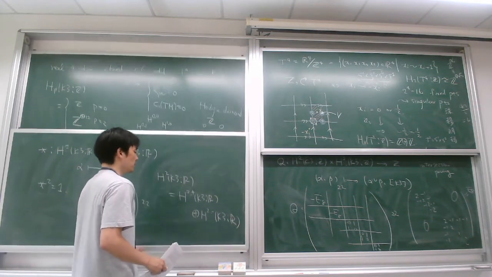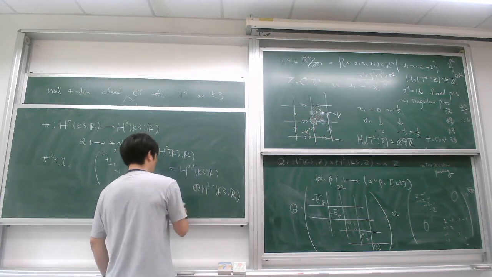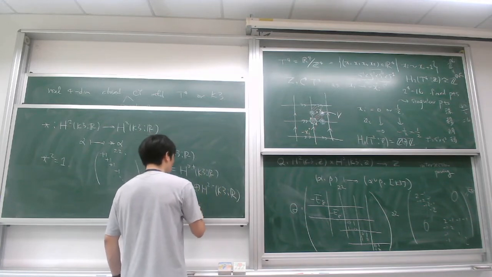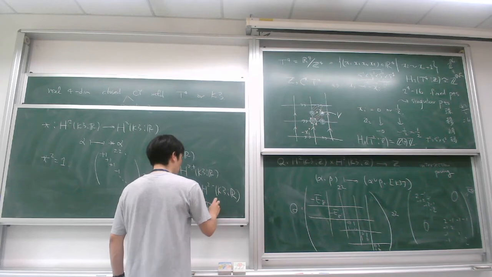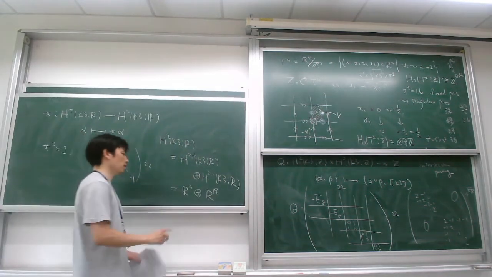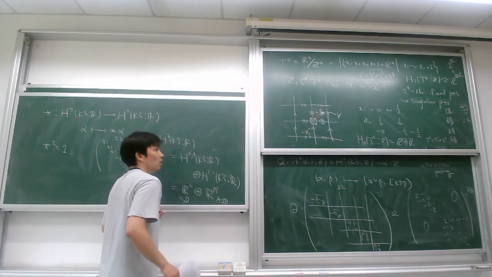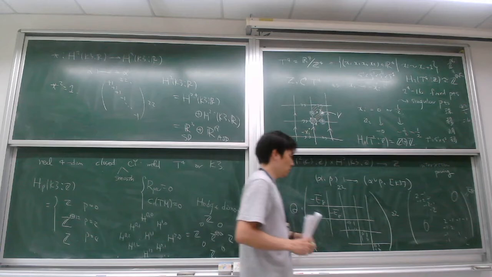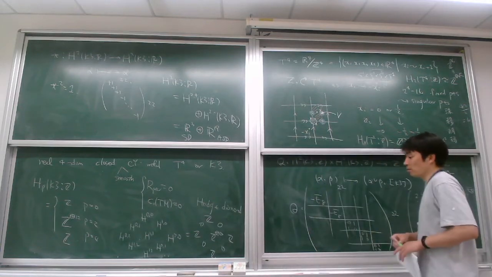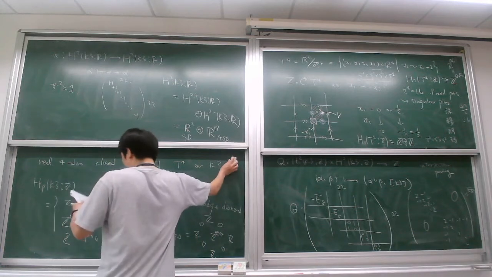And this indeed becomes a 3-dimensional space over R, and another 19-dimensional space. So these are self-dual and anti-self-dual. So that's the topology of K3, and now we just look at the moduli space of the K3 surface.